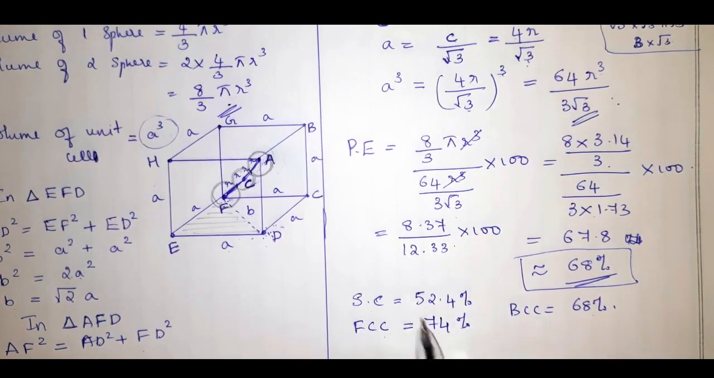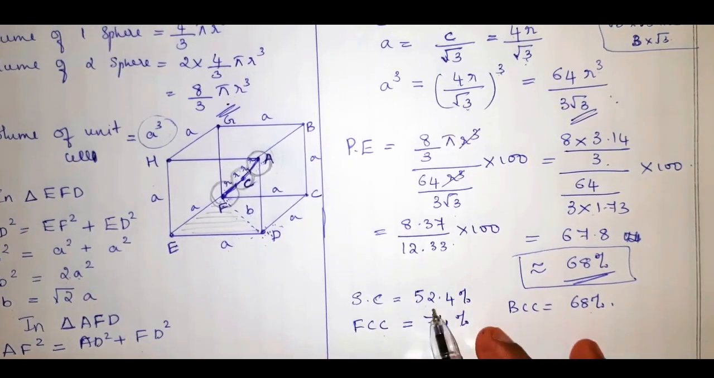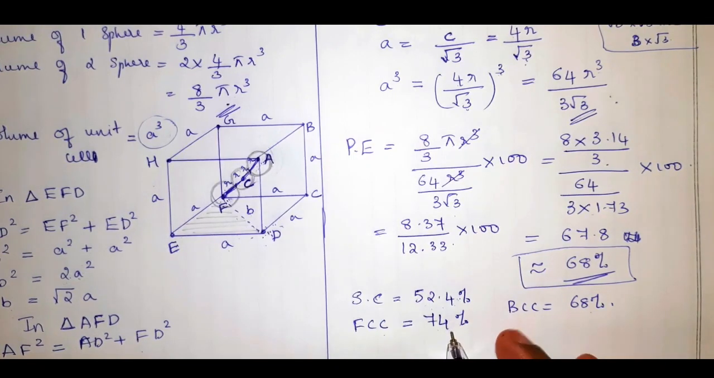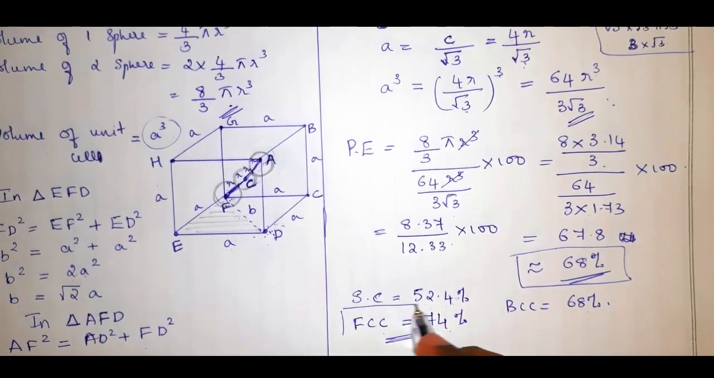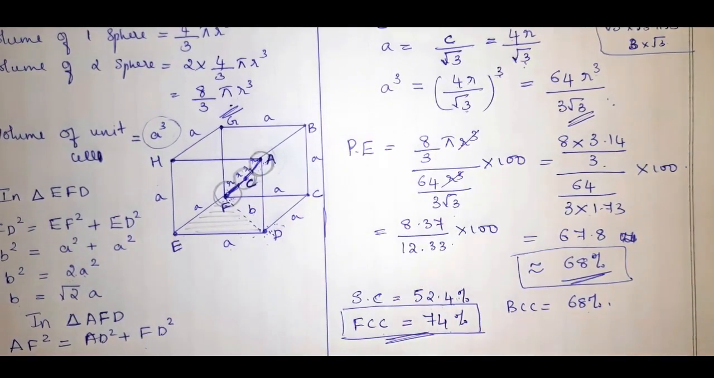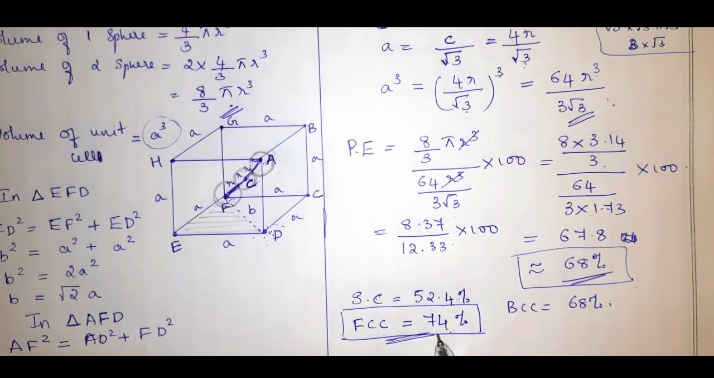Packing efficiency means that out of 100, 52.4% of the space is occupied by the constituent particles, and here 74% of the space is occupied by the atoms. Among these three, which has the highest packing efficiency? Of course it is FCC, because 74% of the space is occupied by the atoms and only a very small percentage of the space is remaining. So it is a more efficient packing.